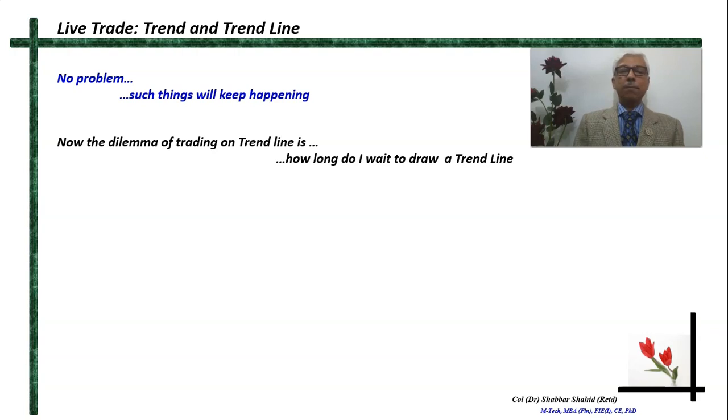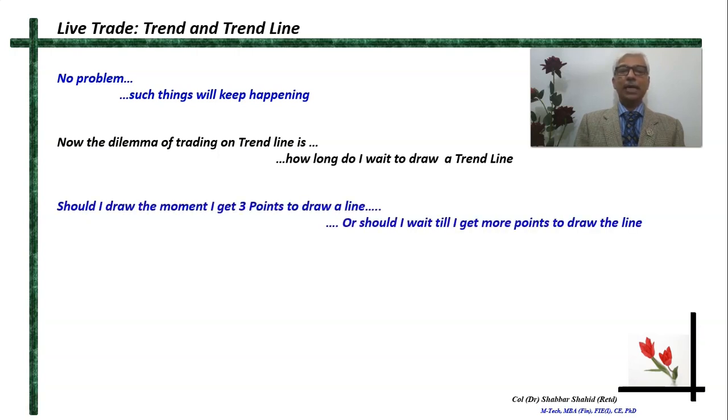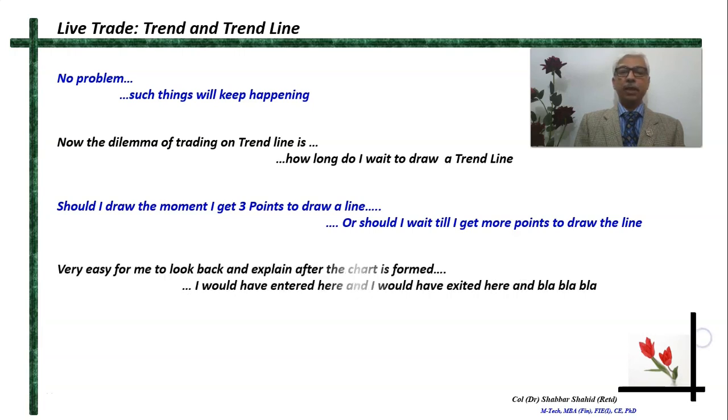Now the dilemma of trading on trend line is how long do I wait to draw a trend line. You see, in this case, what we have done is the moment I got 3 points which I could join, I made a line considering it to be an uptrend. But how long do I wait? Should I draw the line the moment I get 3 points? Or should I wait to get more points and get more clarity?